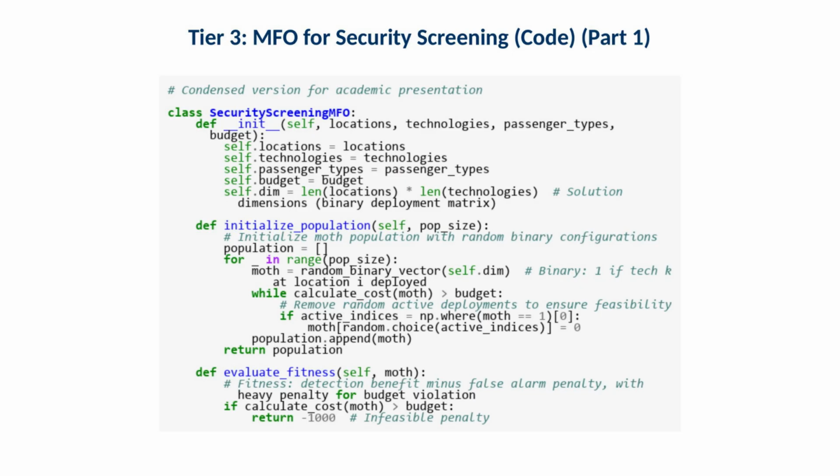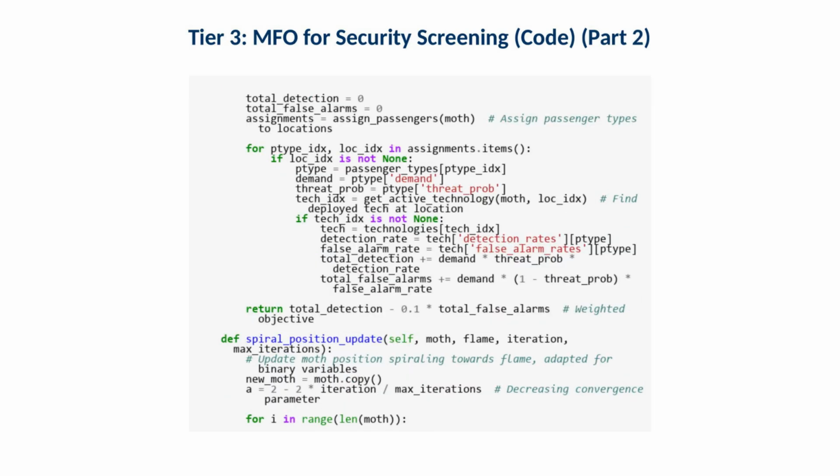This code section typically defines how a configuration is encoded and how fitness is computed. Fitness rewards threat detection, penalizes false alarms, and adds penalties if waiting time or budget is violated. This is critical. If you ignore waiting time, the algorithm may choose a configuration that looks good on detection, but is operationally impossible. This part usually initializes the moth population and defines the flame list. Some moths can be seeded from the insertion heuristic to start from feasible strong baselines. The algorithm then evaluates fitness for all moths and keeps the top solutions as the current flames.